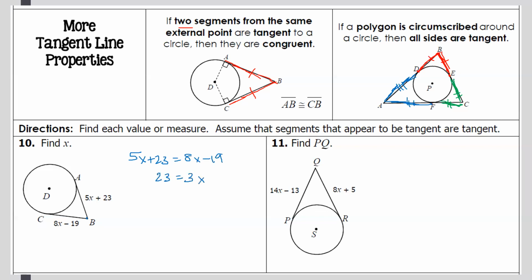Subtract 5x from both sides. Add 19 to both sides. Divide by 3. Simple as that. It's going to be the same idea here in number 11. You're just going to have to take that x and plug it in for PQ.